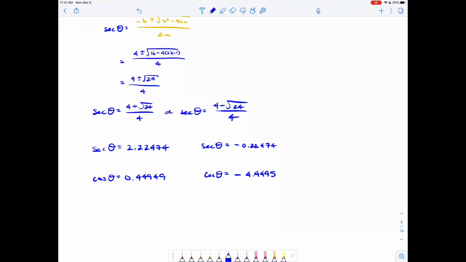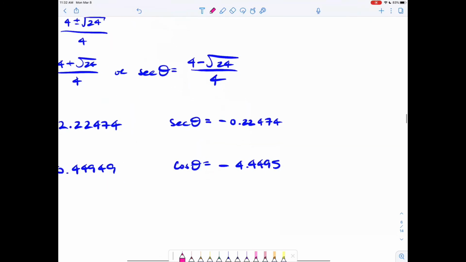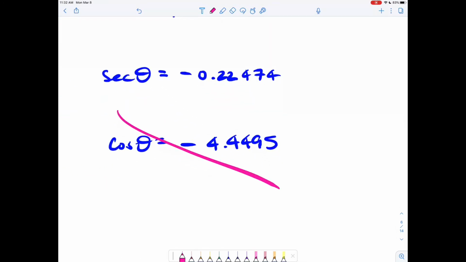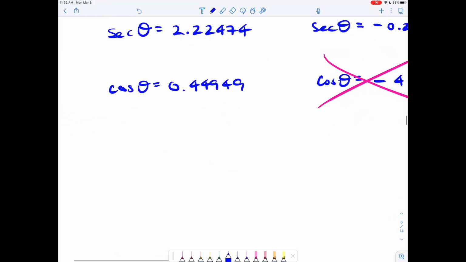Oh, that took a lot out of me. Anyways, we gotta finish this thing off. Whoa! That is no solution. Nice try, cosine. You can't be below negative 1.